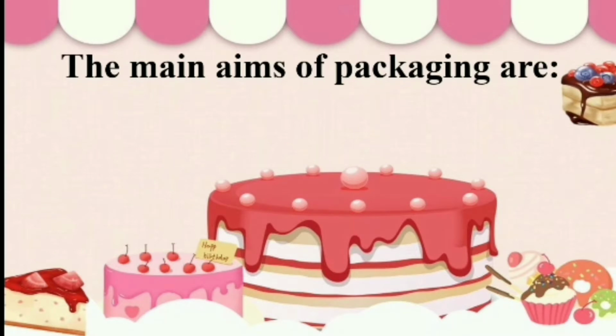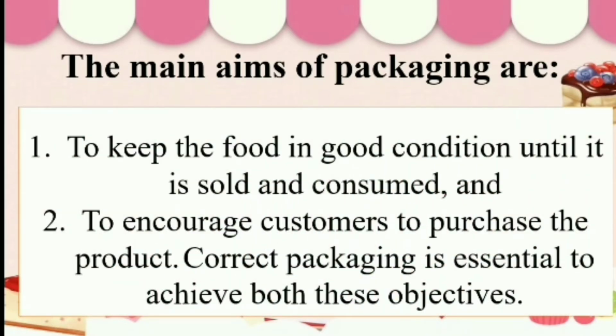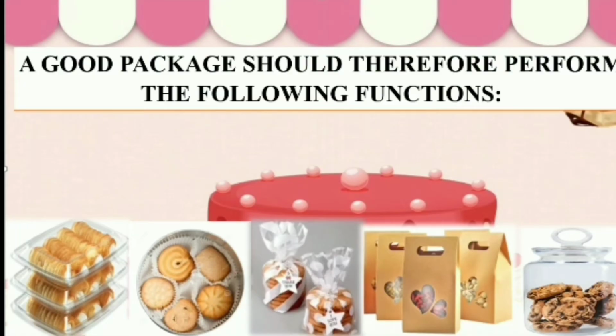The main aims of packaging are: Number 1, to keep the food in good condition until it is sold and consumed. And 2, to encourage customers to purchase the product. Correct packaging is essential to achieve both these objectives. Packaging should provide the correct environmental conditions for food, starting from the time food is packed through its consumption. A good package should therefore perform the following functions.